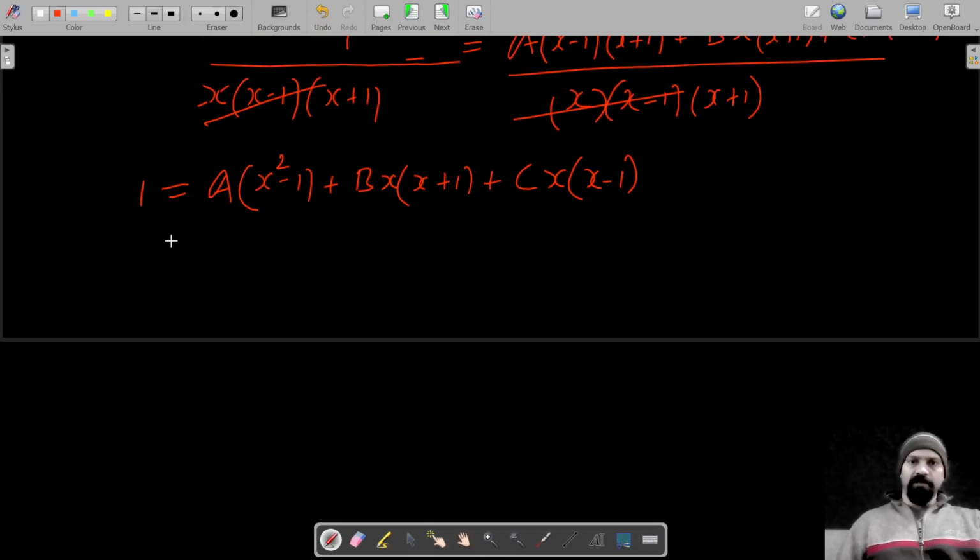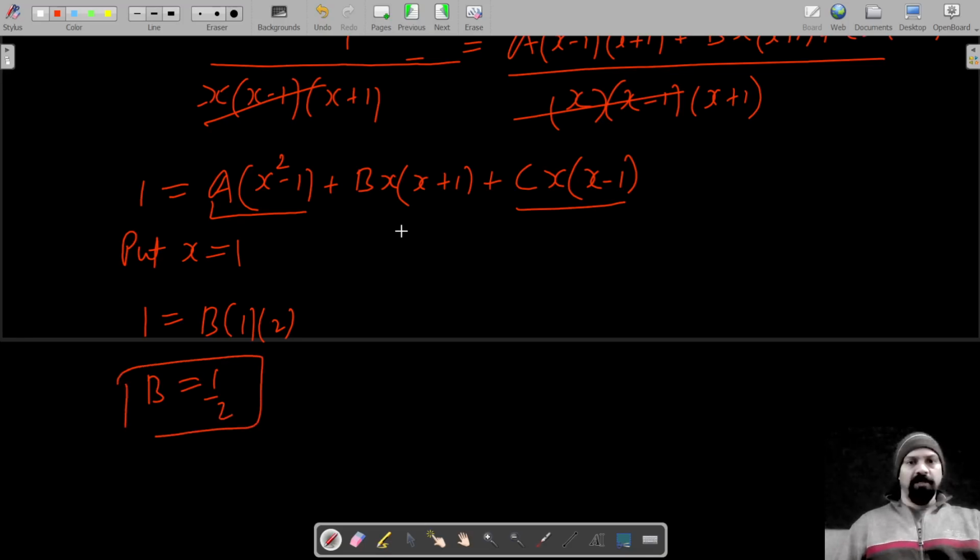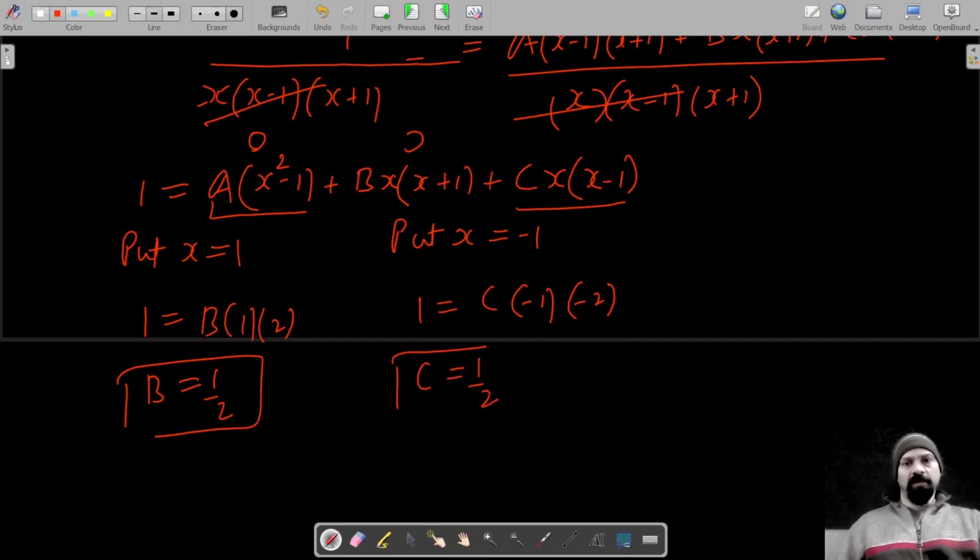Now let's find the value of a, b, and c. If I put x is equal to 1, this term reduces to 0, this term reduces to 0, and finally we have b into 1 plus 1 is 2, so b is equal to half. And if I put x is equal to negative 1, this term reduces to 0, and we have 1 is equal to c into negative 1 into negative 2, so c is equal to half as well.